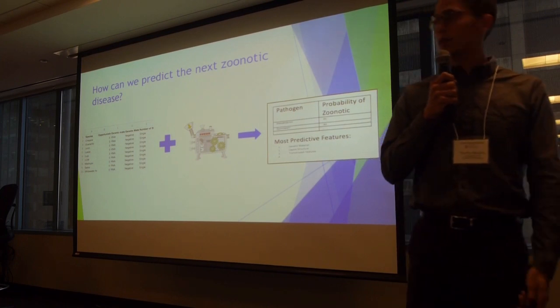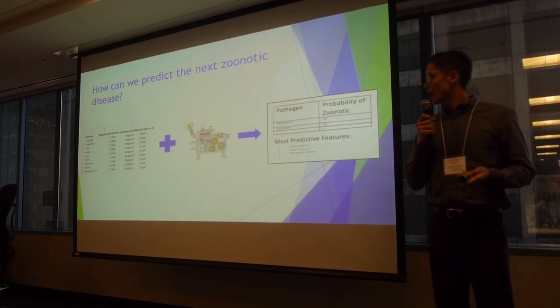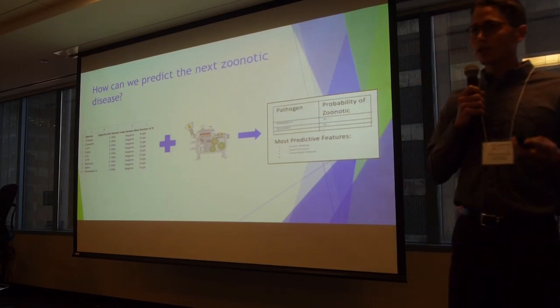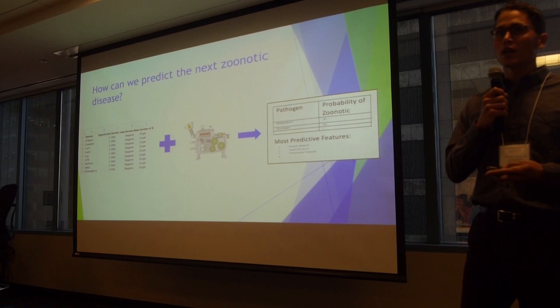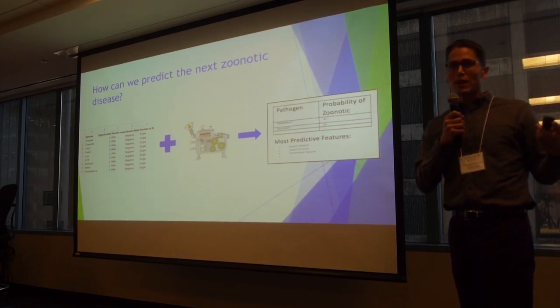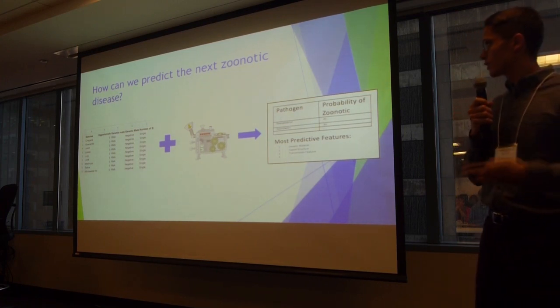So if we did that, it would be pretty standard prediction. We have our database of pathogens and all their different features. We develop some models that can do the prediction, finding the most predictive features that predict whether or not it is zoonotic, and then you give me a new pathogen, I say, oh, it has these features, we think it is zoonotic, or we don't think it is.